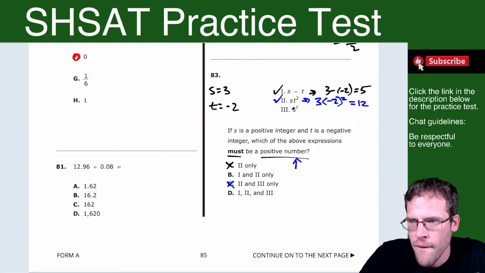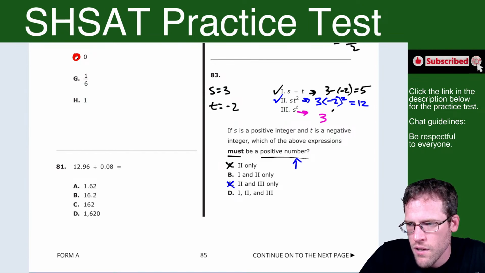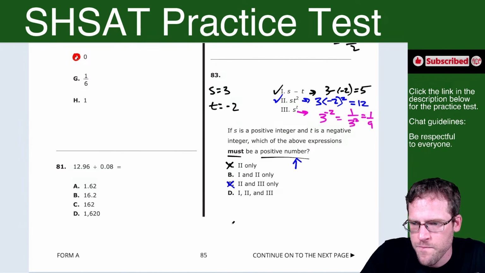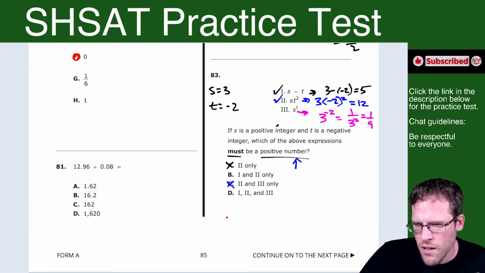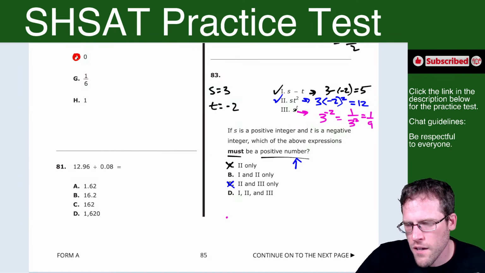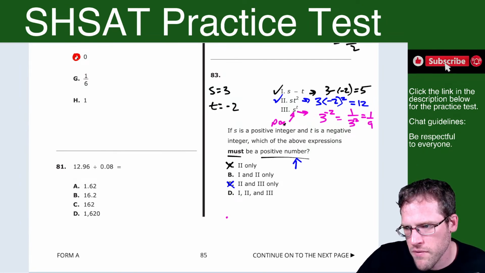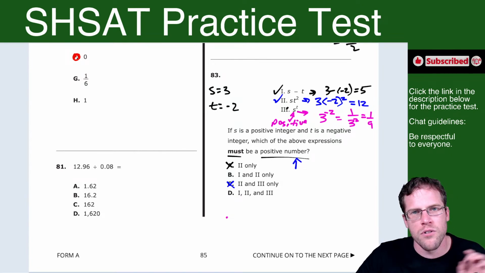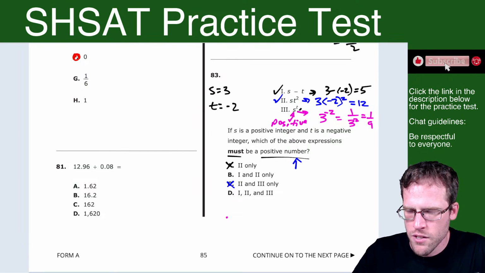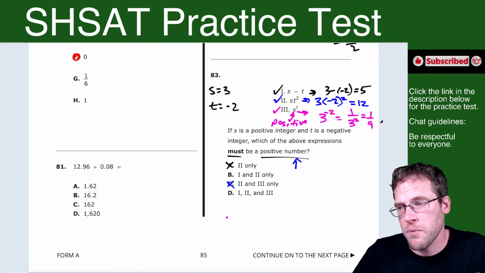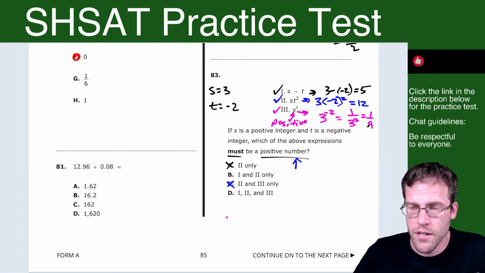So S to the T power. S is 3, now to the negative second. That's the same thing as 1 over 3 squared, which is 1 over 9. So just know, if you have an exponential function, if your base is positive, a positive number to any power is greater than 0. So this one will always be positive also. People see a negative exponent and think it means the result is negative. No, that's 1 over 3 squared, which is 1 over 9, and 1 over 9 is positive.